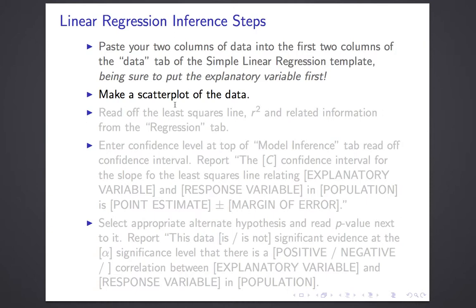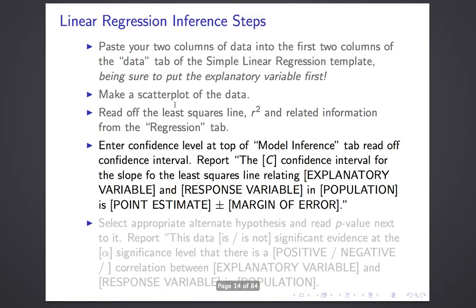Next, as we did before, and I will remind you, you make a scatter plot of the data. Then we'll go to the Regression tab, where we'll read off things we've already learned how to compute, the least squares line, r squared, and other similar information. Then we'll go to the Model Inference tab, and we will enter a confidence level and read off the confidence interval. We'll report this as follows. The C confidence interval for the slope of the least squares line relating the explanatory variable and the response variable in the population is point estimate plus or minus margin of error.